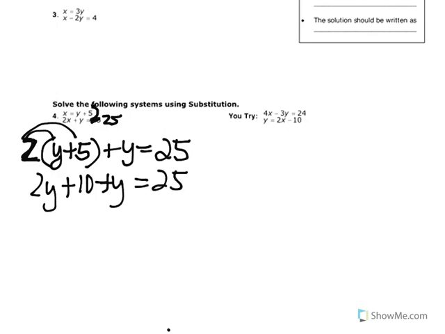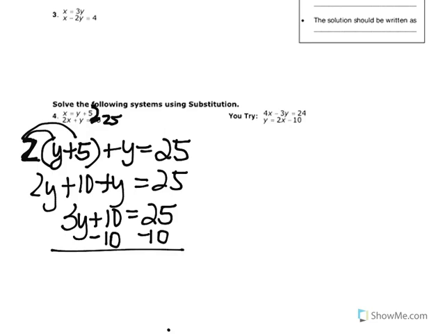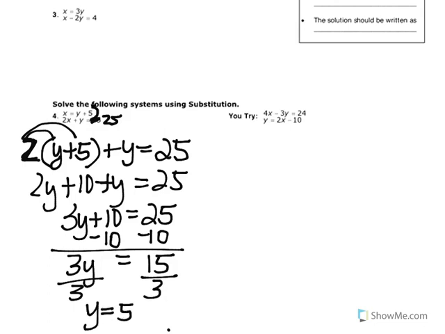Now let's combine like terms over here. I have 2 y's and I have 1 y. How many y's we got over there? 3y. So 3y plus 10 equals 25. Now let's subtract 10 from both sides, and you get 3y equals 15. Divide by 3, and y equals 5.